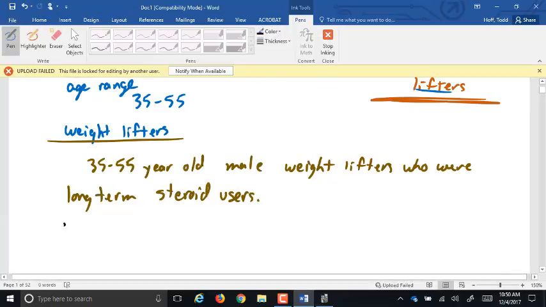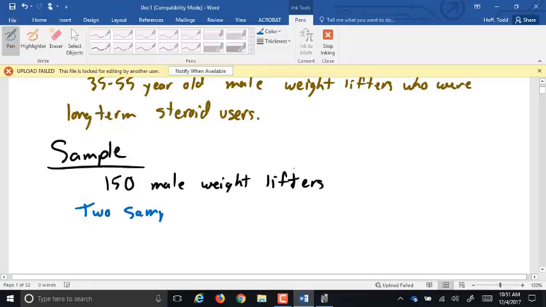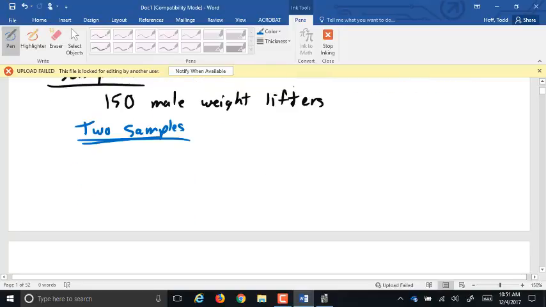Now the sample, you mentioned 150 male weightlifters. They gathered information from 150 male weightlifters, but not all of them made it into samples. In fact, there were 2 samples that came out of those 150. Can anybody identify what the 2 samples were?